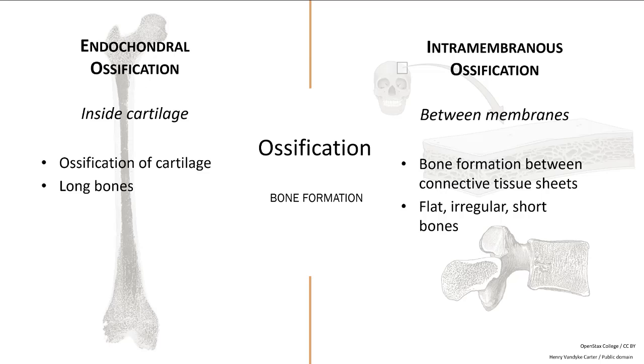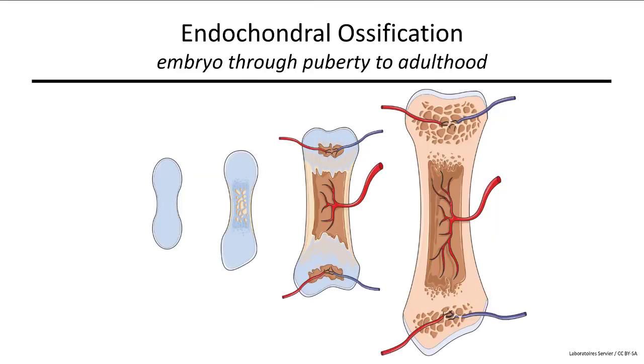There are two types of ossification or bone formation. The first is endochondral ossification, which is the formation of long bones using cartilage. The second is intramembranous ossification, which is the formation of flat, irregular, and small bones using membranes made of connective tissue sheets while the bone cells produce bone inside.